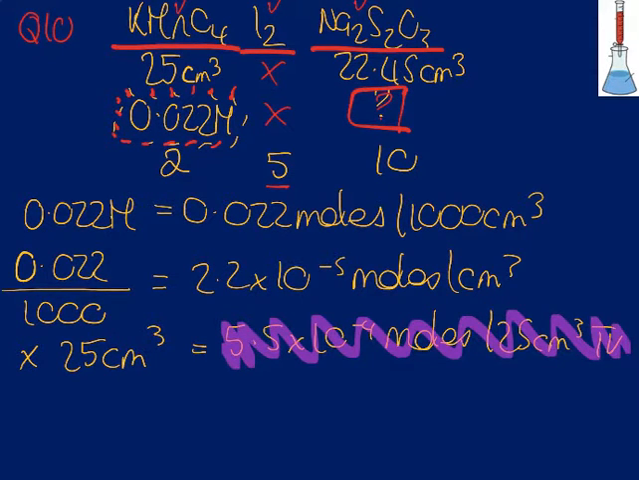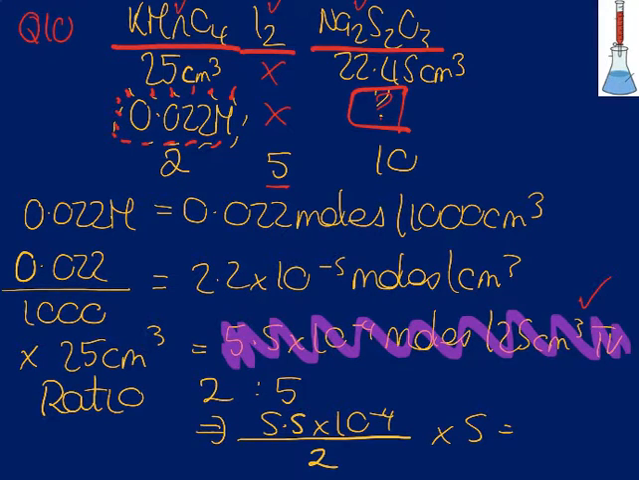The first question that is asked, how many moles are present in 25 centimeter cubed portions of the 0.022 moles per liter potassium permanganate? So we have now done this. It then asked how many moles of iodine were liberated in the reaction, and this is now where we're using the ratio. So the ratio is 2:5, so we divide our 5.5 by 10 to the minus 4 by 2 and multiply it by 5, and that's now giving us our moles of iodine at our end point. So that is our second marking point.